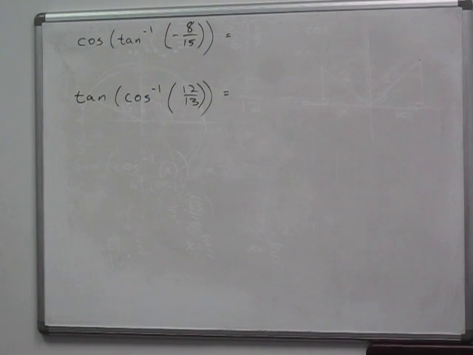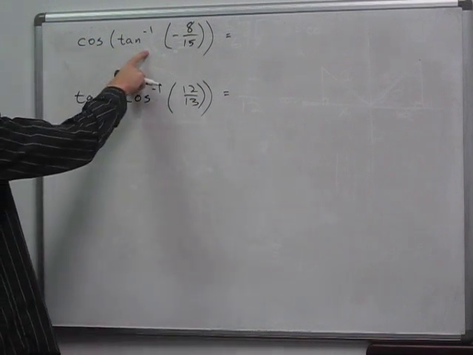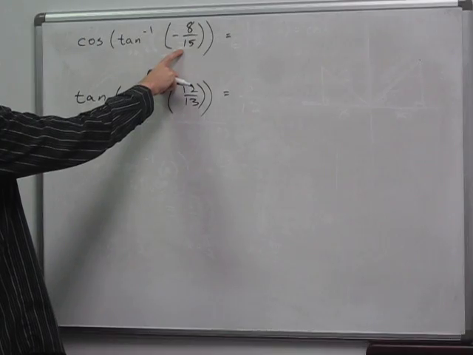Now that we've defined the inverse cosine function, let's work a couple more of these problems where we take a trig function and compose it with an inverse trig function. Let's look at the first example. Cosine of tangent inverse of negative 8 over 15.